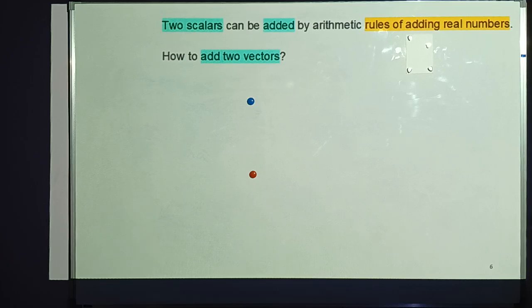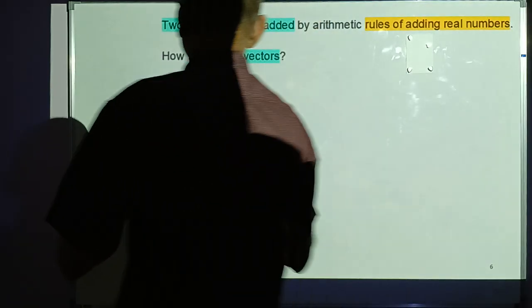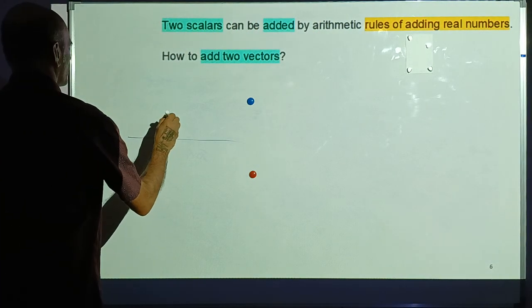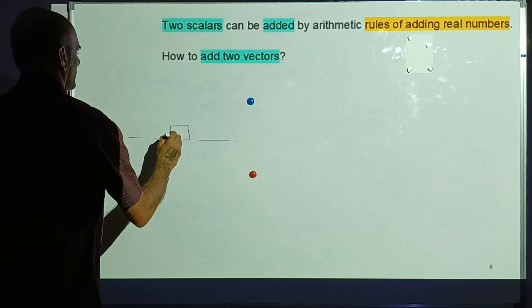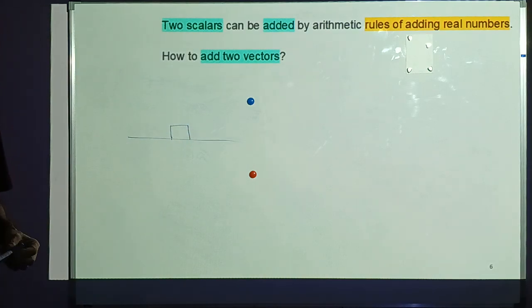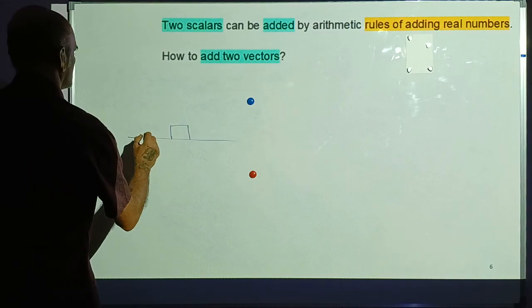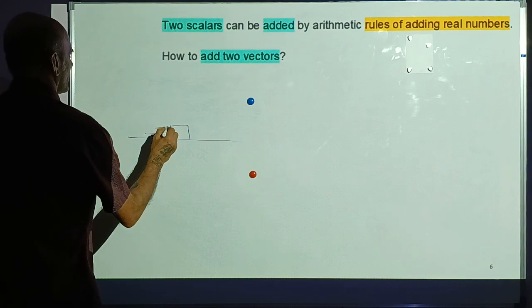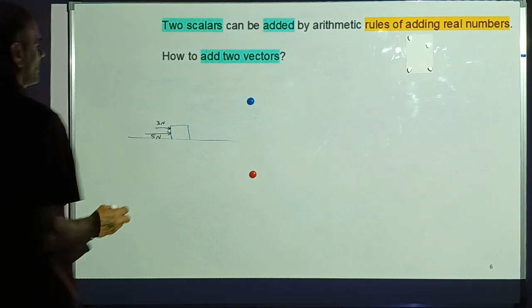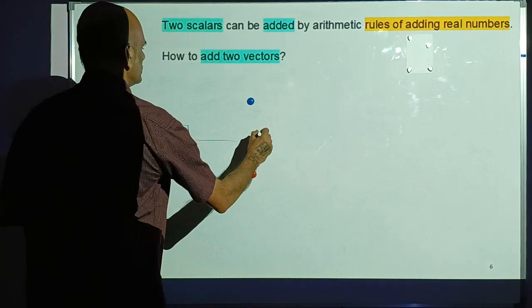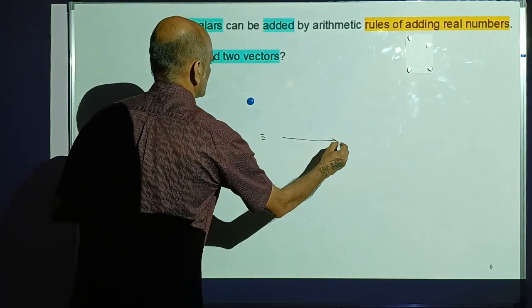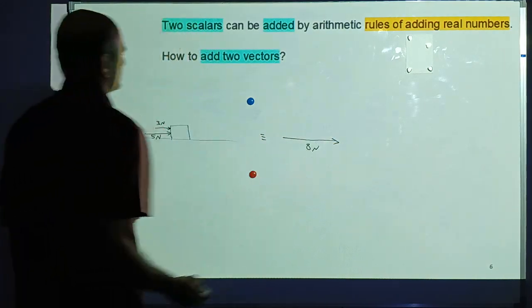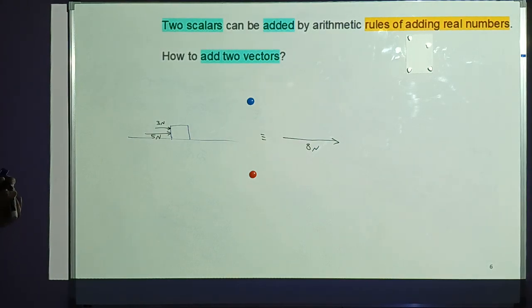So two scalars can be added as adding two real numbers. But how to add two vectors? Let me consider a block and say it's acted by two forces. First force is say 5 Newton. This is just an example. Second force is say 3 Newton. Then I can say this is equivalent to the block being acted by a force of 8 Newton, because the effect of the two forces will add up.